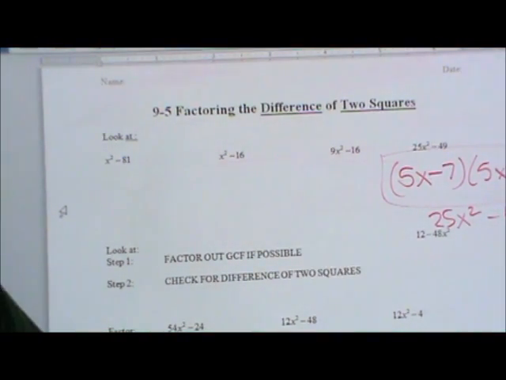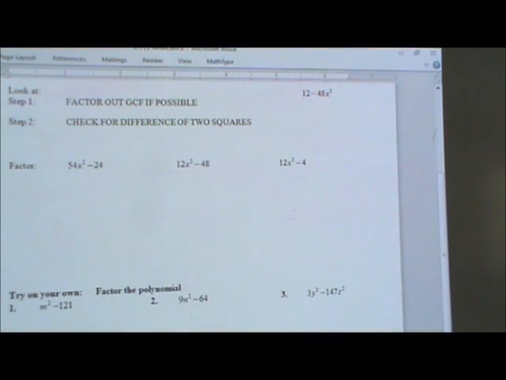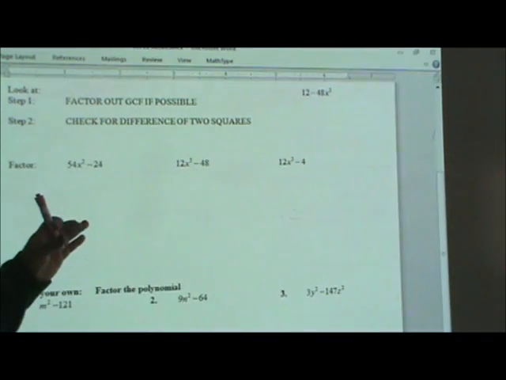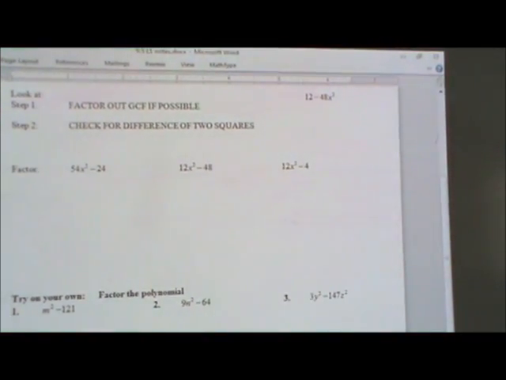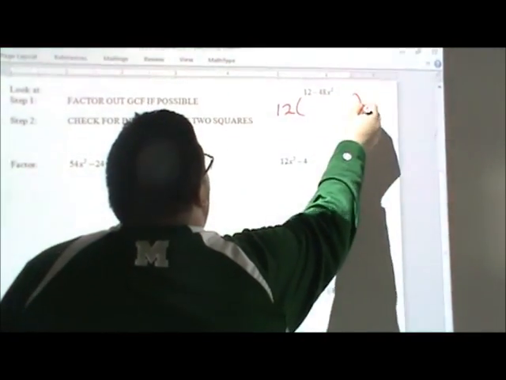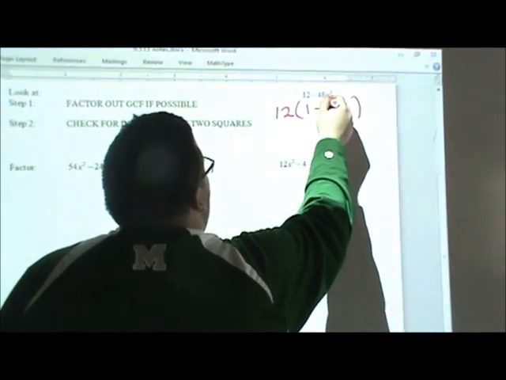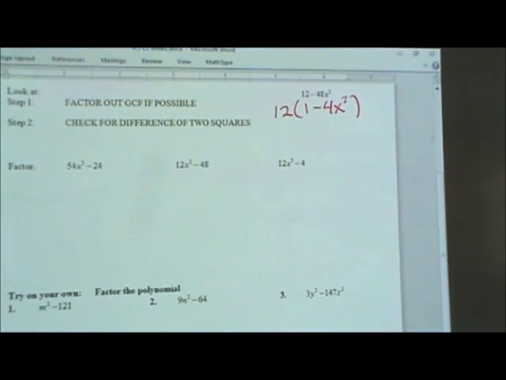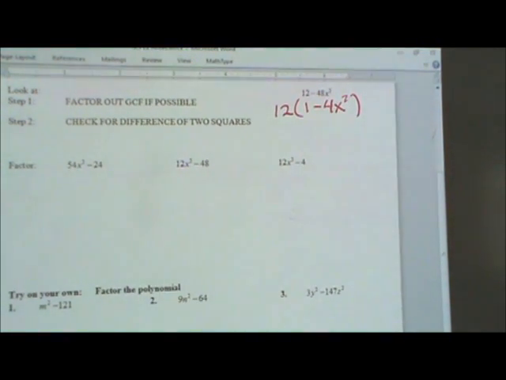The next problems you'll see. Okay, so let's take a look. Sometimes we see two terms and we don't see the difference of two squares. We always check first for GCF, what we learned the first time we started factoring. What's the GCF of 12 and 48? It's 12. What's left inside? 1 minus 4x squared. And in the past, some of you said, oh, we're finished. No more. Well, there is stuff left you can do.